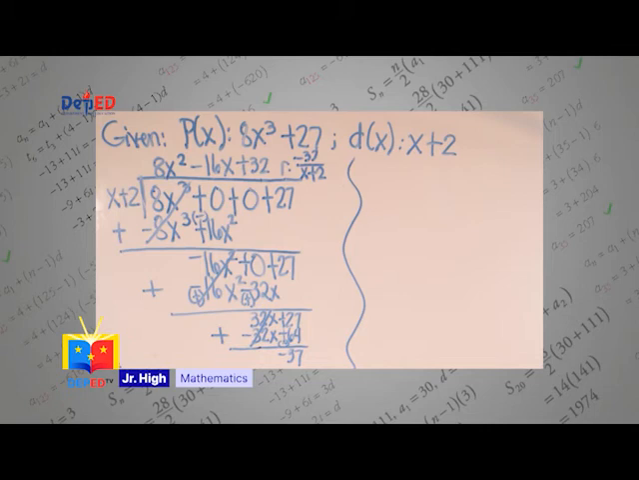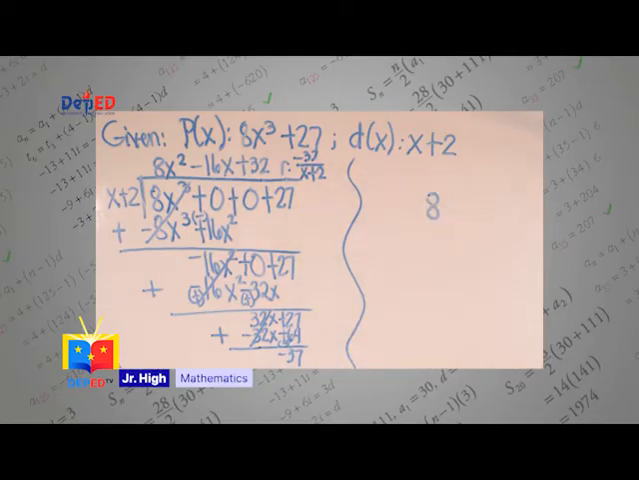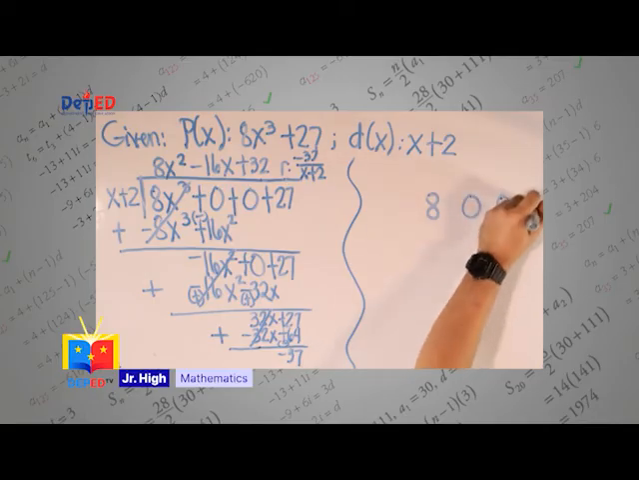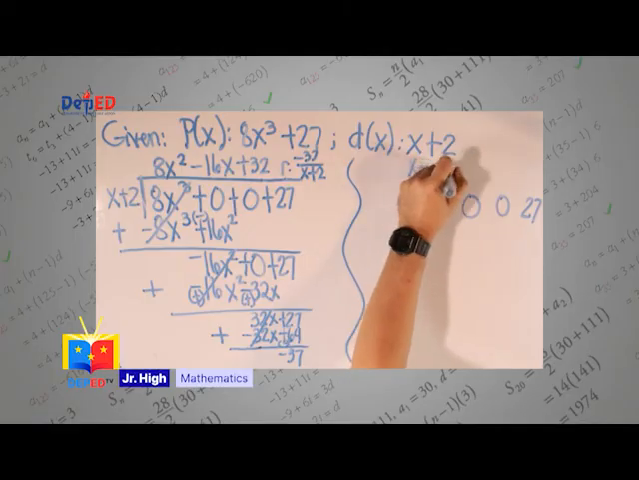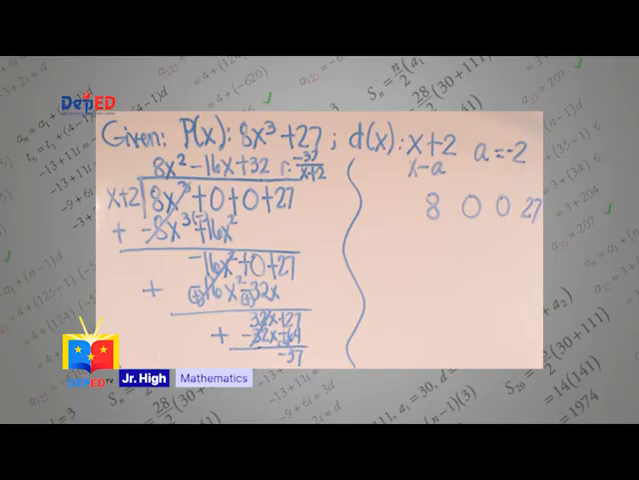In this case, let us start with 8. Then we have no quadratic term, so we will replace it with 0. Next, we don't have also a linear term from the dividend, so we will write again 0, and our constant, which is 27. The divisor is x plus 2, so again, we will use the divisor in the form x minus a. Thus, our a will be equal to negative 2. So let's use negative 2 as our divisor.